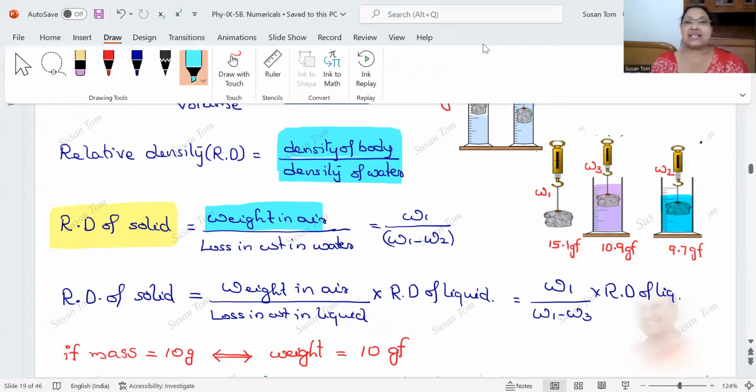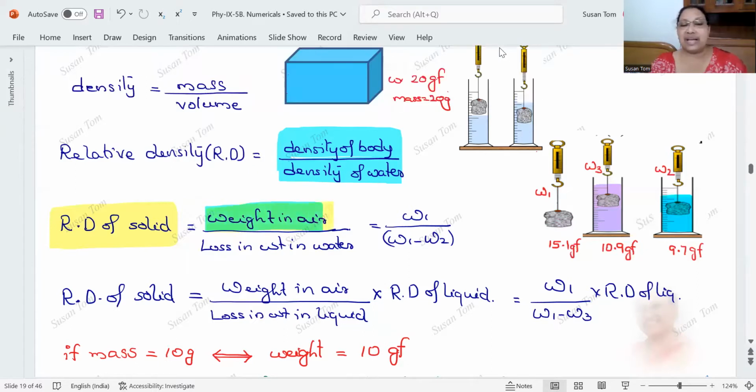Take this relation: weight of the body in air divided by loss in weight in water. By placing it in water, the weight is shown to be reduced. Actually, it is not really reducing its weight; it is only apparently seen to be reducing. The reason is that the liquid offers an upthrust, because of which it shows some reduction in its weight. So what is the loss in weight? Whatever is the weight in air minus the weight in water. That is called loss in weight. Do you understand?